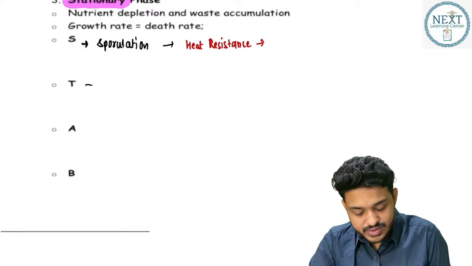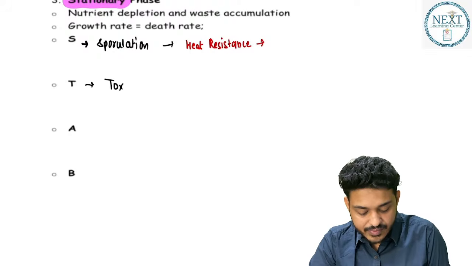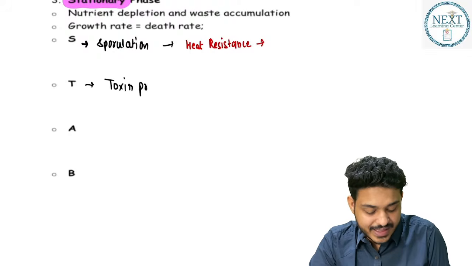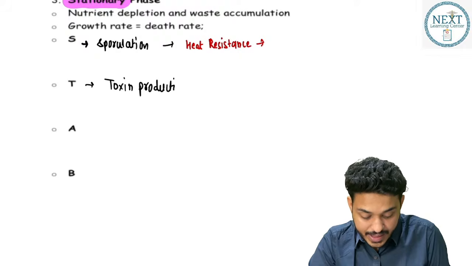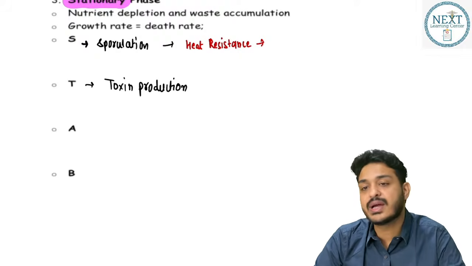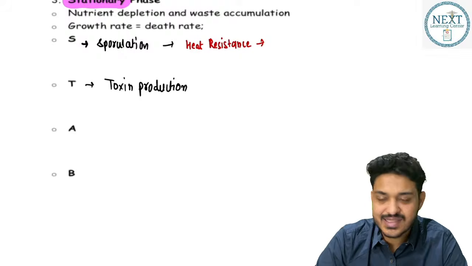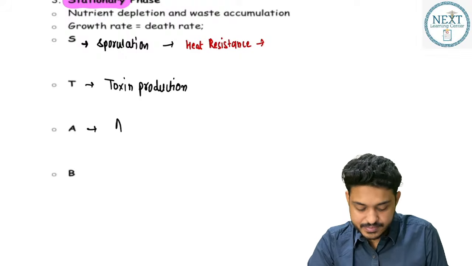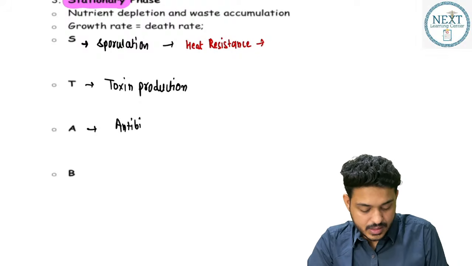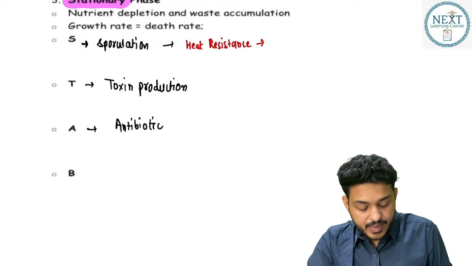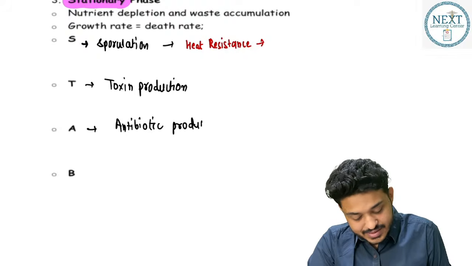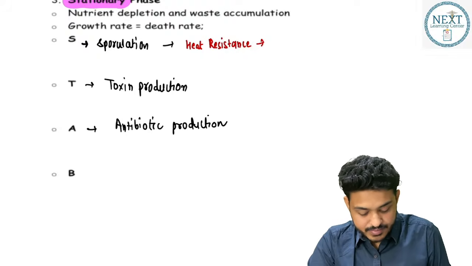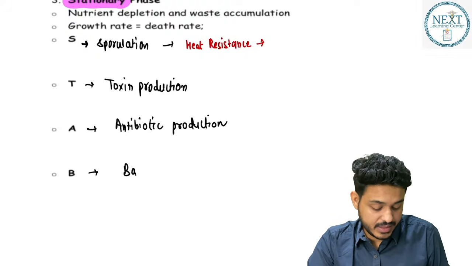T for toxin. Second thing, it is going to make what? Toxins, right? We know about 2 types of toxins. We have exotoxin and endotoxin, right? So bacteria is going to produce some toxins. These are going to be your exo and endotoxins. A for antibiotic production to kill other bacteria, and B for bacteriocin production.